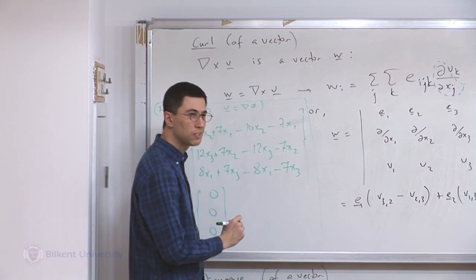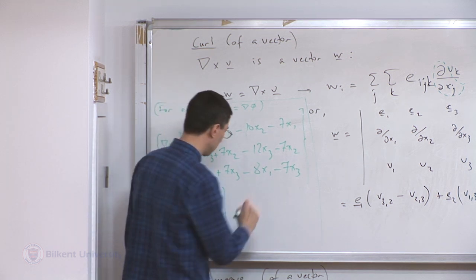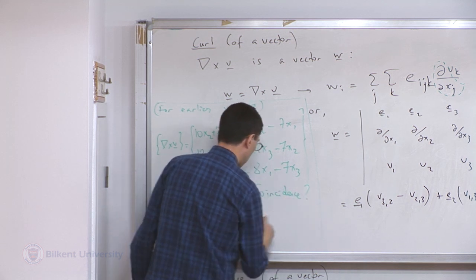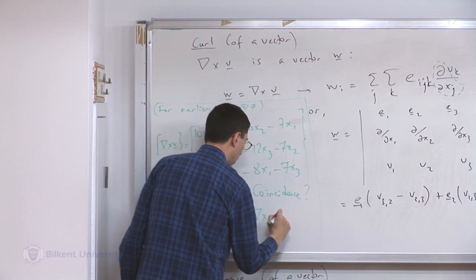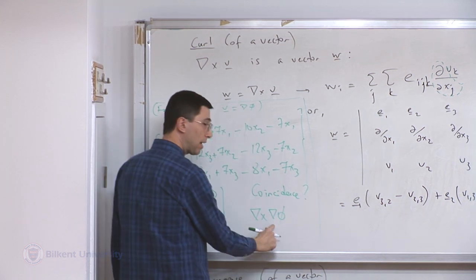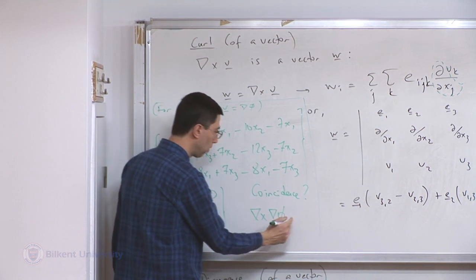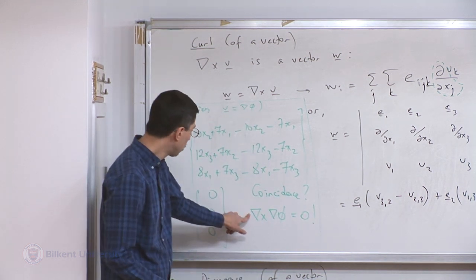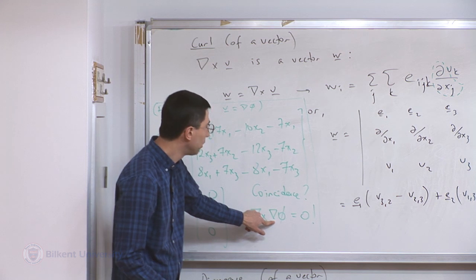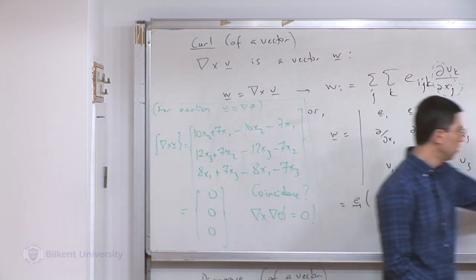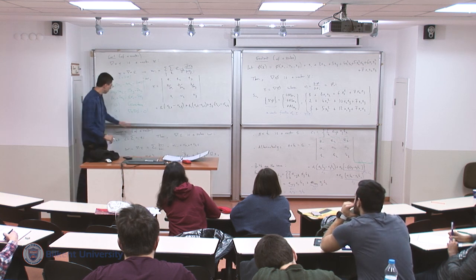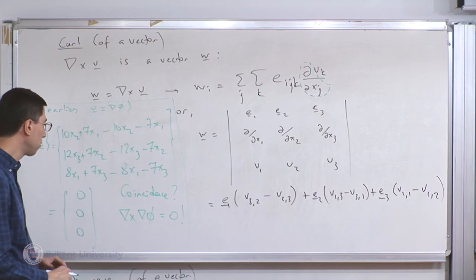Is that a coincidence? No, it's not a coincidence. Because the curl of a vector, which is the gradient of some function, is equal to 0. Okay? So I took the curl of a vector, which happened to be the gradient of a scalar function, and therefore there is such an identity. Okay? We will eventually at some point make use of this.